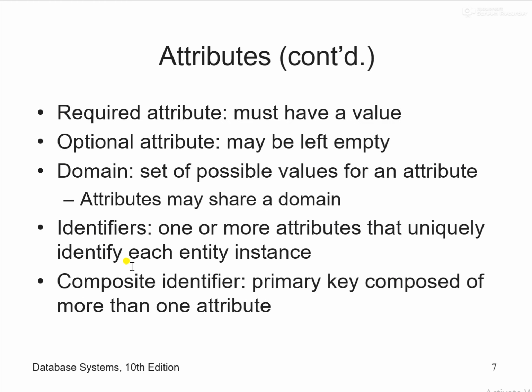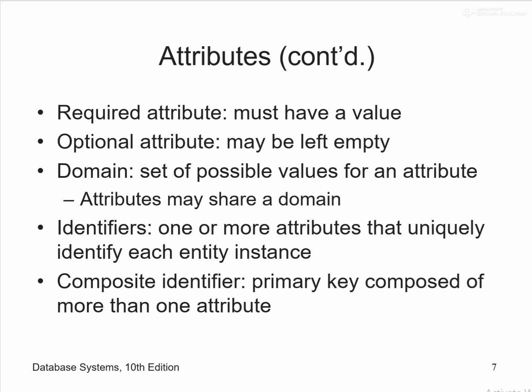Now we have different types of attributes, like required attributes and optional attributes. The difference between required and optional attributes is that a required attribute, as its name suggests, must have a value, but optional attributes we can leave empty. So optional attributes can have a null value or be empty, but a required attribute must have some value written inside it.